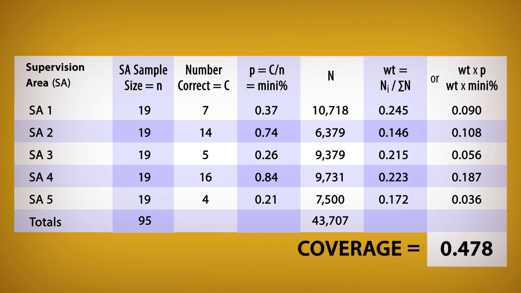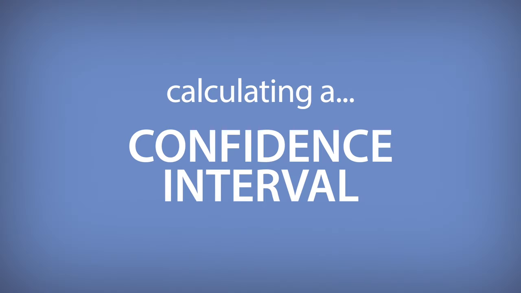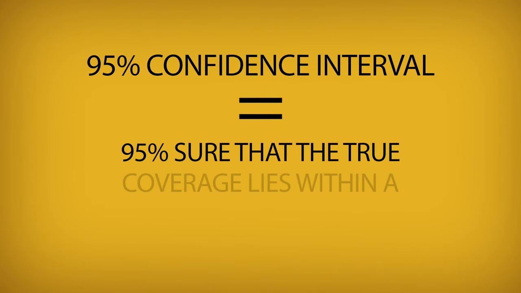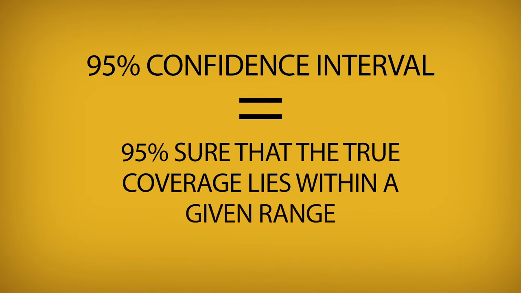With any kind of sampling, we can never be 100% certain of a coverage figure. So we also need to calculate what's called a confidence interval. A 95% confidence interval means that we are 95% sure that the real answer, the true coverage, lies within a given range, say, plus or minus 10 percentage points. We can calculate what that interval is, and it's important to include this information alongside our weighted average coverage.